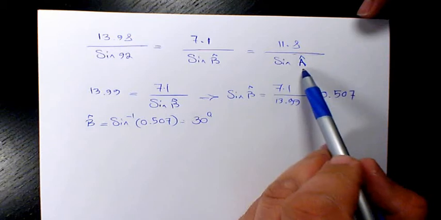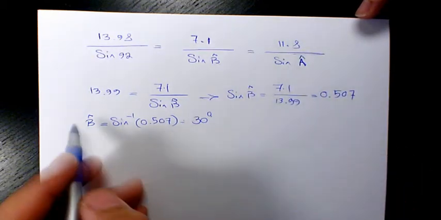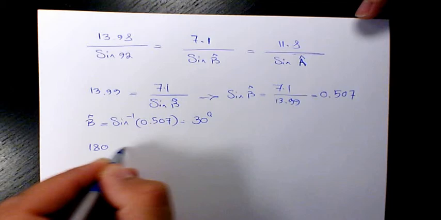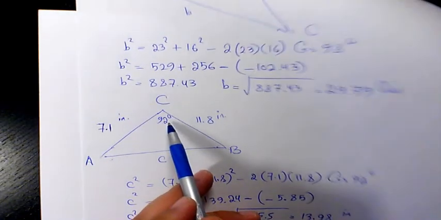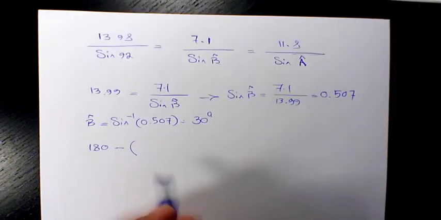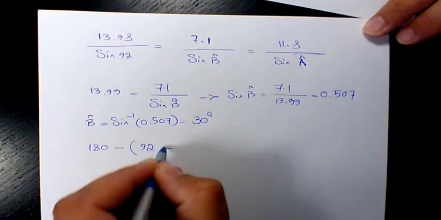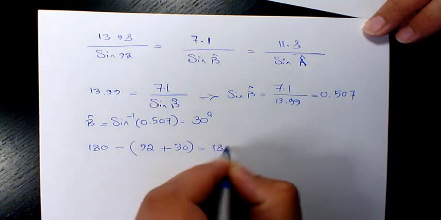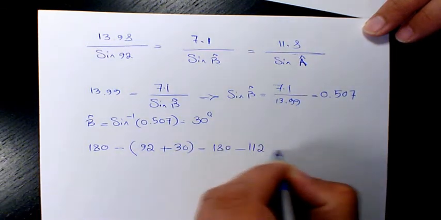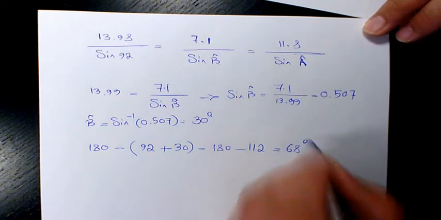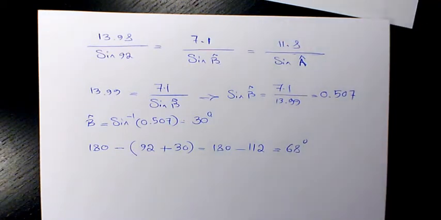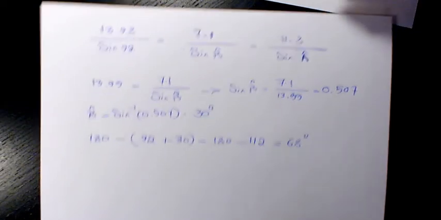In order to find A, we can use either Sine Law, or we know the summation of all three angles is going to be 180. So we already have two of these angles. We have 92 here and we have 30 here. So 92 plus 30 is 112. Subtract from 180, it's going to be 68 degrees. So that's how I find out the missing side. Let's have one more example.